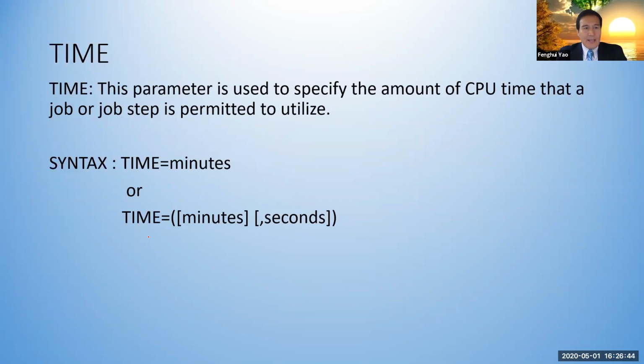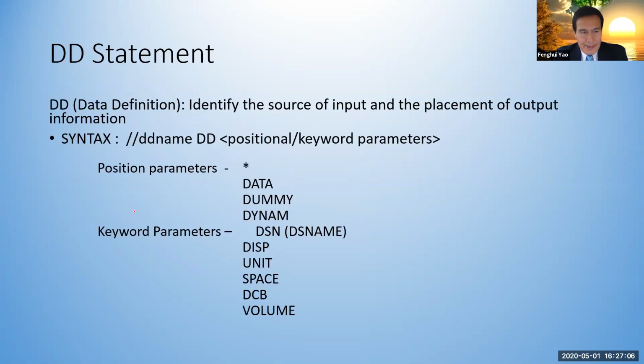All right, next is the time parameter. This parameter is used to specify the amount of CPU time that a job or job step is permitted to utilize. And in the syntax for the time parameter, the unit can be minutes or seconds. Next, the data definition statement. The DD statement identifies the source of input and placement of output information.